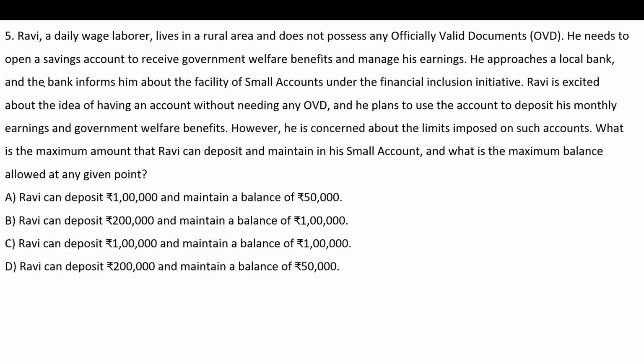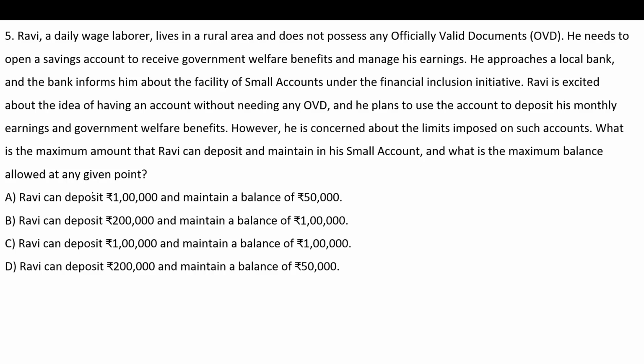Question number 5. Ravi, a daily wage laborer, lives in a rural area and does not possess any OVD. He needs to open a savings account to receive government welfare benefit and manage his earnings. He approached a local bank and the bank informed him about the facility of small account under the financial inclusion initiative. Ravi is excited about the idea of having an account without needing any OVD, and he plans to use the account to deposit his monthly earning and government welfare benefit. However, he is concerned about the limit imposed on such account. What is the maximum amount that Ravi can deposit and maintain in his small account, and what is the maximum balance allowed at any given point of time?